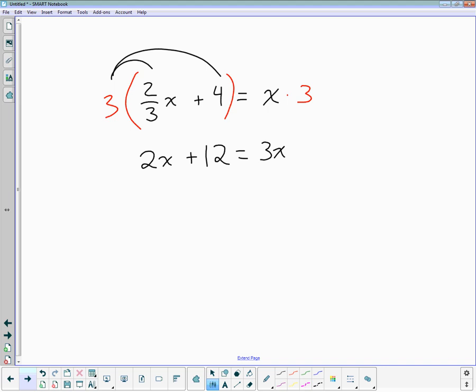And now we're done. Yeah, you can collect things over on the right-hand side too. All right. Remember, all you want to do is get x all by itself. So you can do it that way. You can do it the other way too.